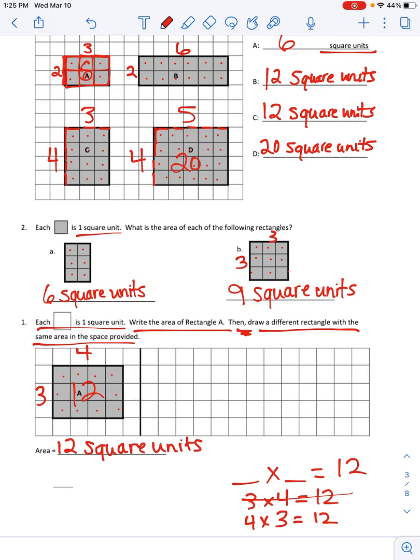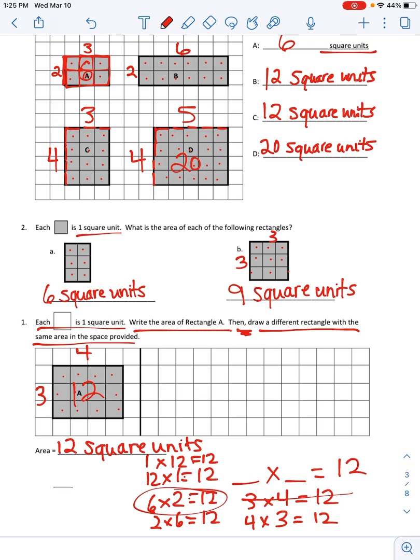I could also do 2 times 6 equals 12 and draw that. I could do 6 times 2 equals 12. I could also do 12 times 1 equals 12, or 1 times 12 equals 12. Any of those would work. I'm going to choose 6 times 2.